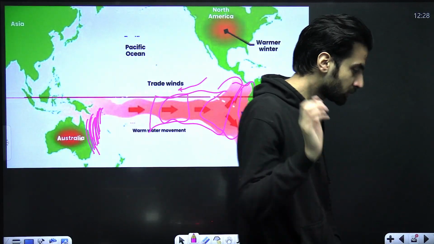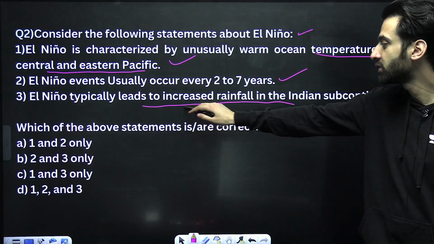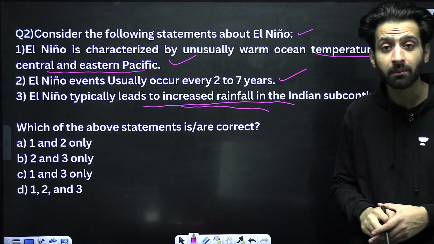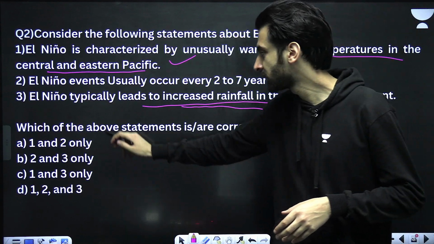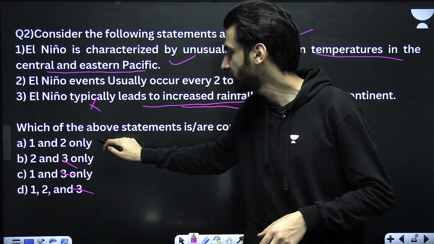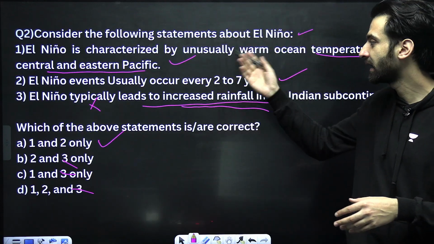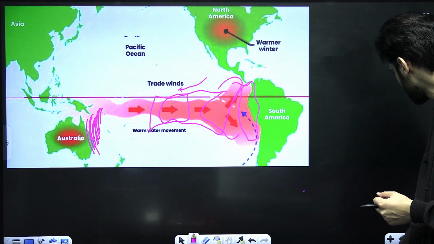Because of this region, the third statement that we mentioned here, El Nino typically leads to increased rainfall, is wrong. Why? Because it will usually lead to drought-like conditions. So the third statement is wrong, and you can eliminate it. Only 1 and 2 are correct, and that is what I was telling you, how the warm water will accumulate near the Eastern and the Central Pacific.